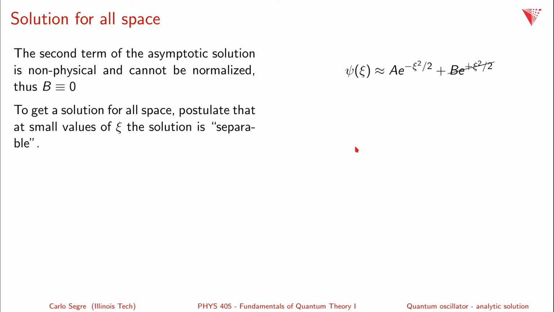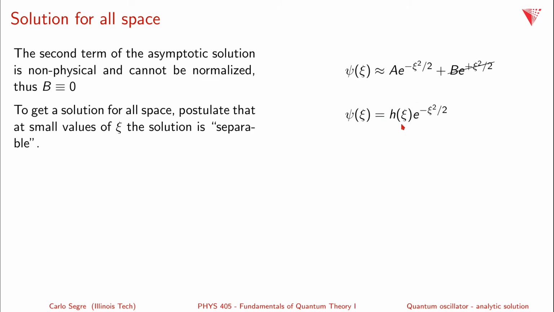So now we want to get a solution for all space, because so far we only have the solution at large values of c. So at small values of c, let's assume that the solution is separable. In this case, separable means that we have two multiplied together functions for the solution, but they have the same variables. And we're going to assume a function h of c times e to the minus c squared over 2. So we know that at large values of c, this will dominate and it'll take care of everything, because we know this solves it approximately. At infinity, everything works fine.